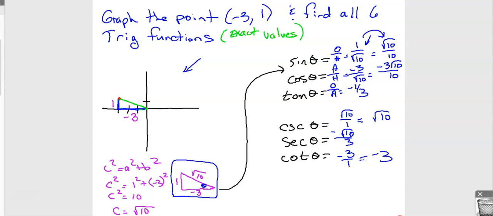Okay, so I found all 6 trig functions, and that's right triangle trigonometry. This is the first part of 6.2, finding right triangles. Make sure you watch the second part, part B.